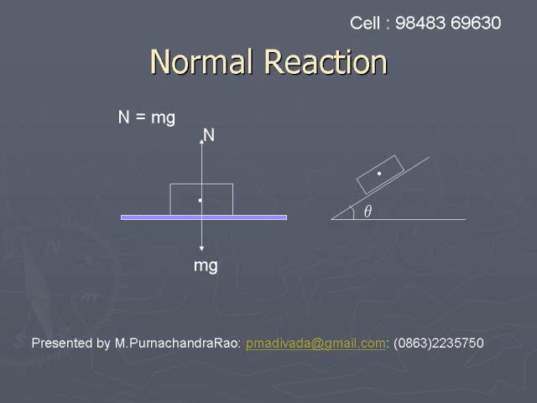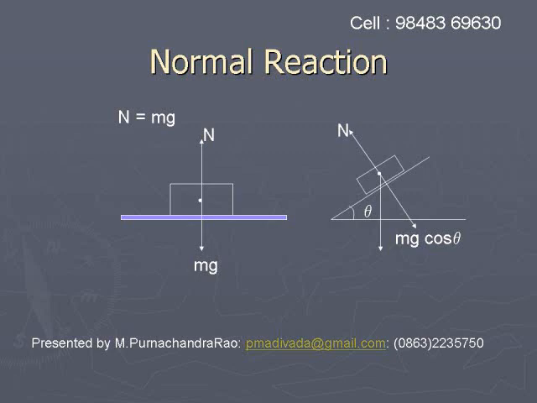Suppose the same block is placed on an inclined surface. The angle of inclination is theta. Then mg acts vertically downwards. The vertical arrow represents the weight mg. The component of weight perpendicular to the inclined surface is mg cos theta. That is shown by an arrow perpendicular to the inclined surface in the downward direction.